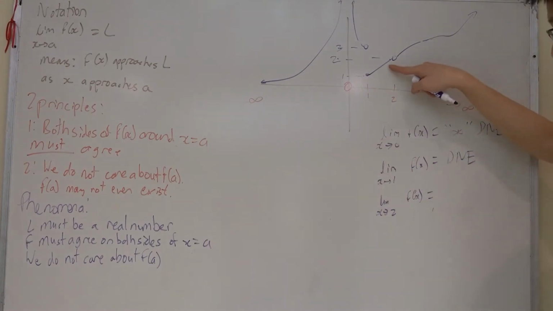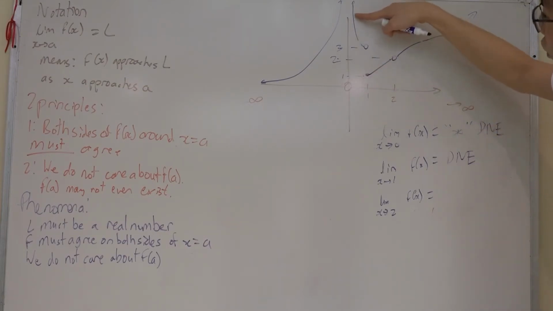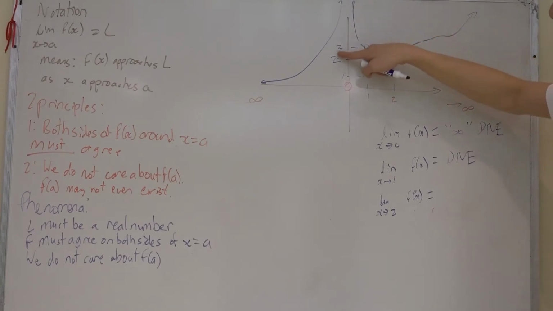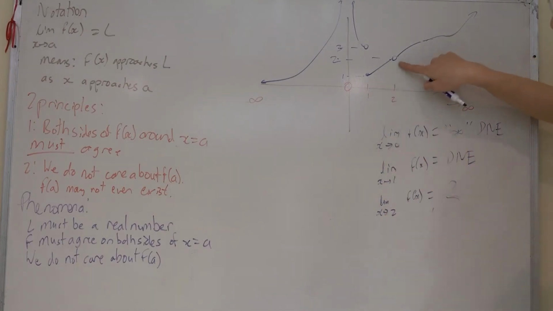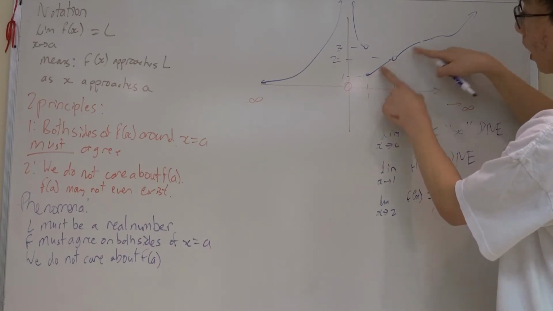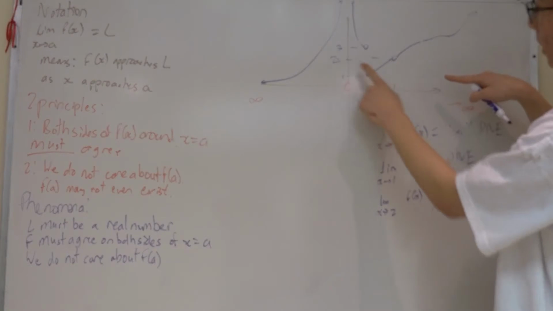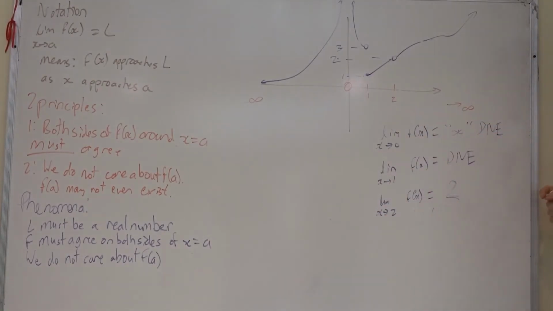And as far as we're concerned, the approach to 1 on this side looks like it's getting closer and closer to y equals 1. And the approach to 1 on this side looks like it's getting closer and closer to y equals 3. Okay? This one, the limit is 2. The reason being because it doesn't matter that f of x doesn't exist there, right? All we're concerned about is the approach. On both sides, the approach agrees. Both sides say, oh, I'm approaching 2 as x approaches 2. So the limit as x approaches 2 of f of x is equal to 2.